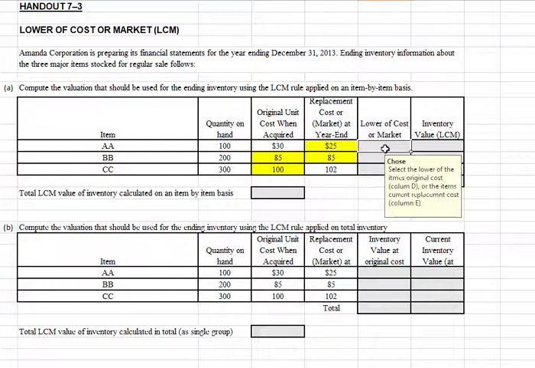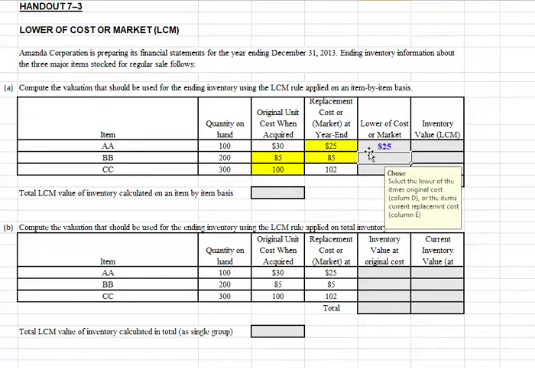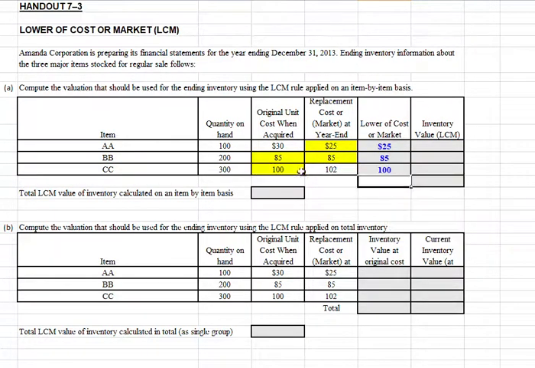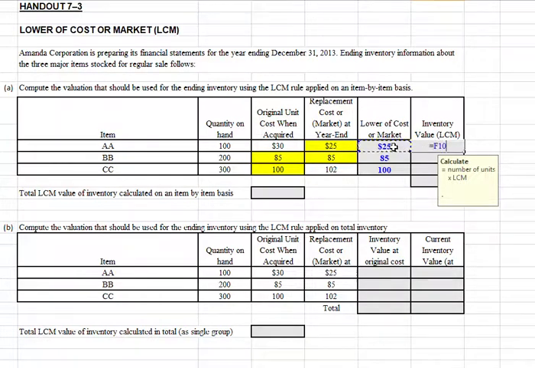So again, the lower of cost or market. For item A, it's the $25. For item B, it's $85. It's the same in either case. And for item C, it's the $100. In terms of valuing these items then, we simply take the lower of cost or market, multiply it by what? The quantity on hand.